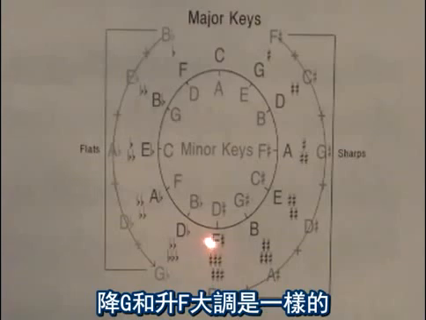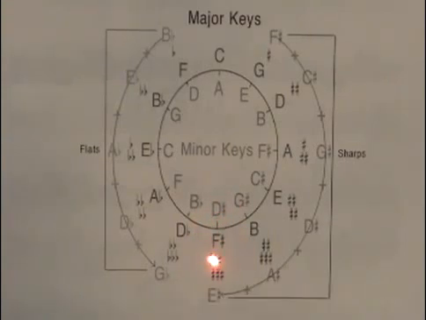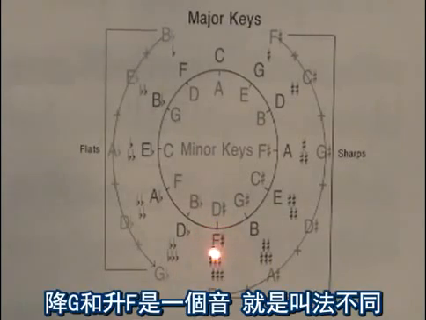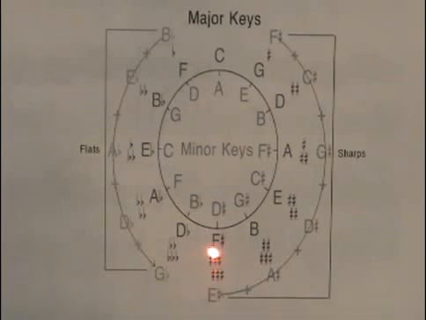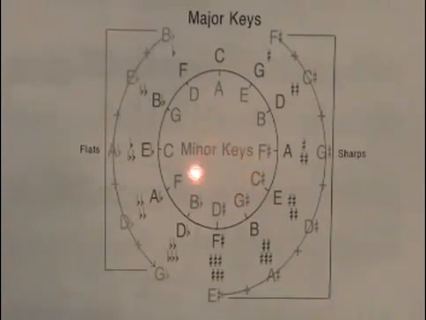G flat major is also the F sharp major. They're the same thing. But sometimes we call it the enharmonic scale. If you look at the piano, G flat and F sharp, they are the same thing, but we call them differently. Now that you look into the inner circle, we're going to talk about the minor keys.